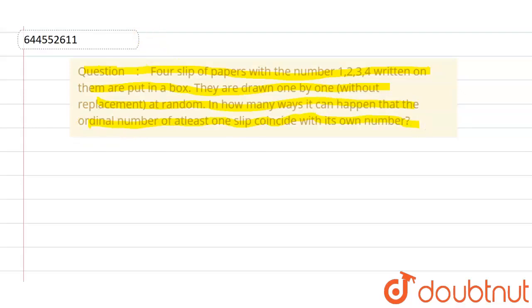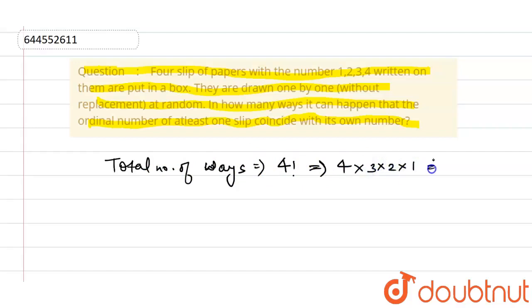So first of all, there are 4 slips, so the total number of ways to draw 4 slips is equal to 4 factorial, and the value of 4 factorial is equal to 4 into 3 into 2 into 1, that is equal to 24.